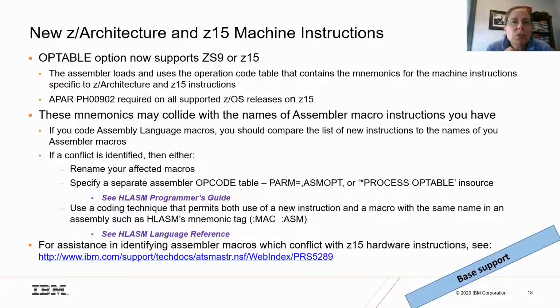As always, when we have a new machine, we have new machine instructions. As we have new machine instructions, we don't want them to collide with any assembler macros that you might have coded, so we're a little bit worried about collisions there with our new machine instructions. As always, we want you to review the tech doc that you can see listed at the bottom here. There are various ways to keep the mnemonics and the machine instructions from colliding. This is something that happens every release. If you go to that Washington Systems Center flash at the bottom, you can see a list of the complete machine instructions that are available on the z15.